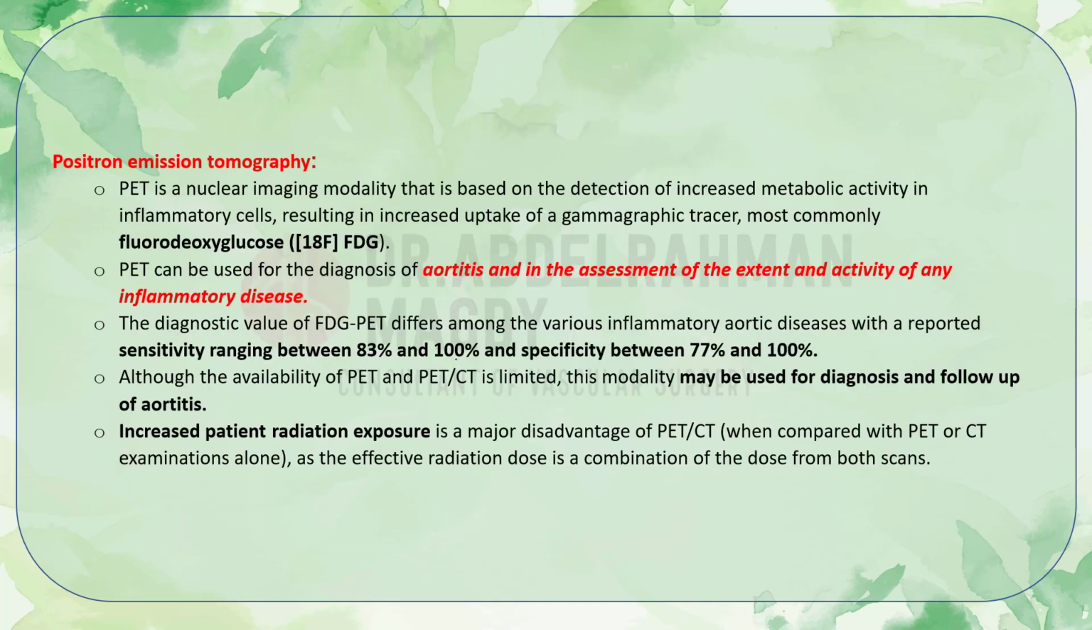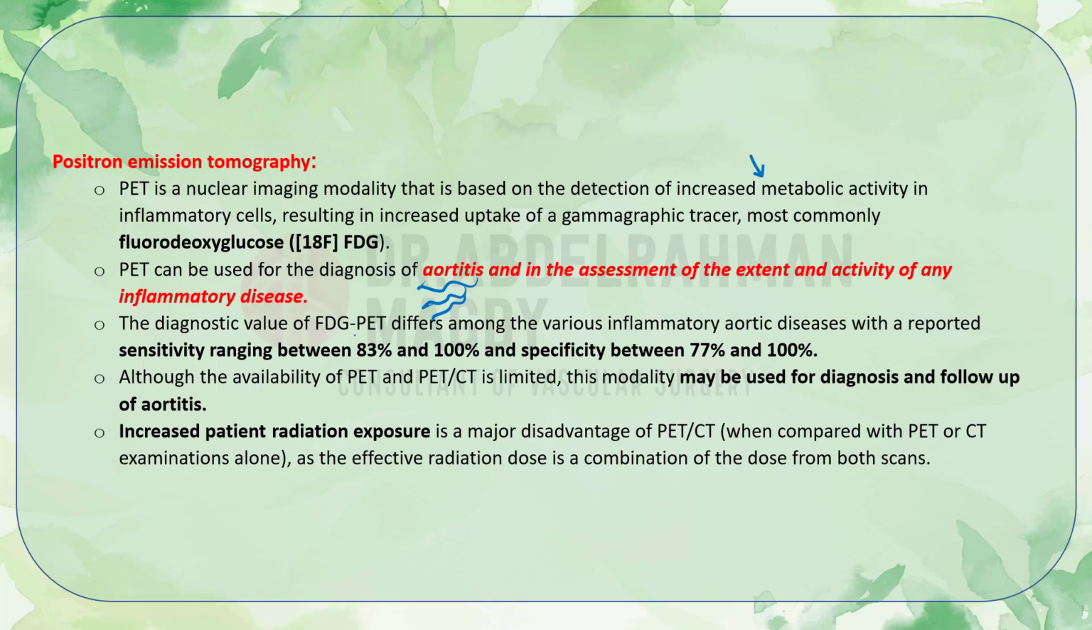PET is a nuclear imaging modality that is based on detection of increased metabolic activity in the inflammatory cells, resulting in increased uptake of radioactive tracers, which is most commonly the fluorodeoxyglucose, the FDG. PET scan can be used in the diagnosis of aortitis. Very important to know that PET scan can be used for the diagnosis of aortitis and the assessment of the extent of activity of an inflammatory disease in the aortic wall.